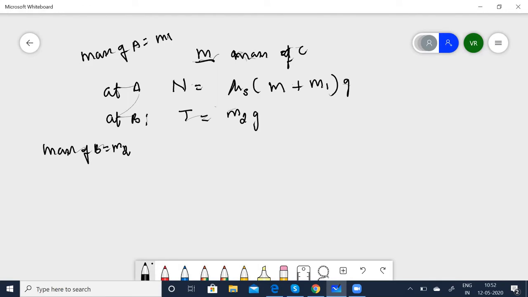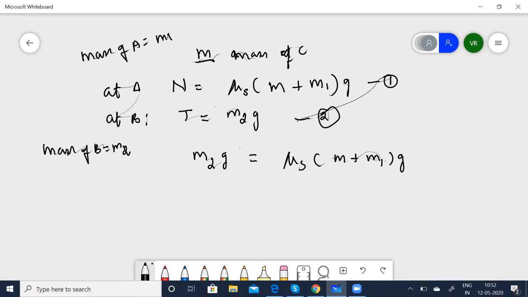Now let me take this as equation 1 and this as equation 2. From 1 and 2, you can see that the normal and the tension are equal, so you can equate both. T and N are equal, so m2g is equal to mu s into m plus m1 into g. From this, we need to calculate small m.